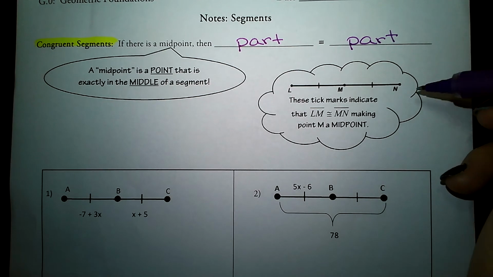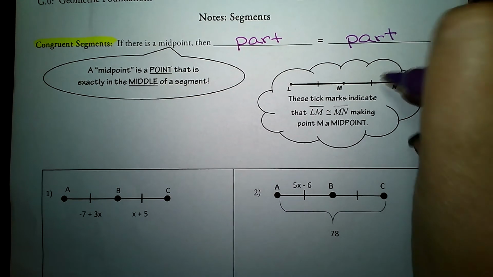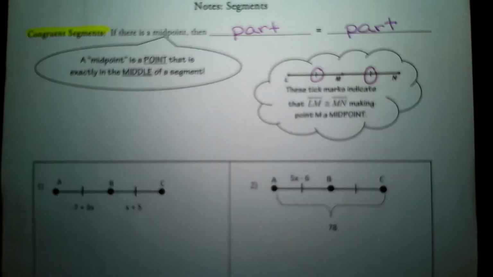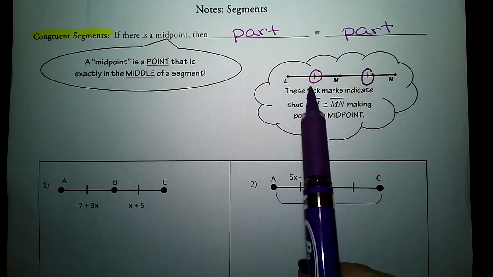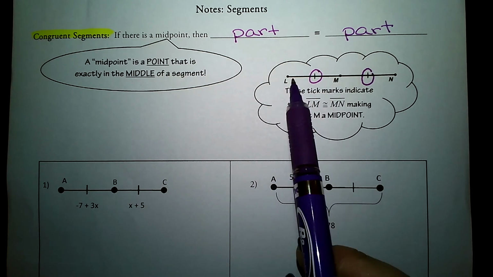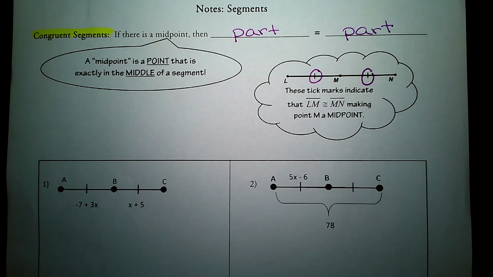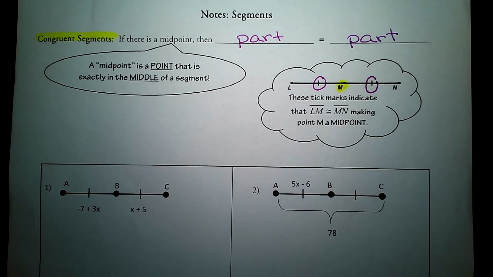I've put a reminder bubble here that the symbolism for congruent segments is these little hash marks included in the picture. So these little tick marks on the line tell us that segment LM is congruent to segment NM, which makes M, this point in the middle, the midpoint. Let's check out an example.